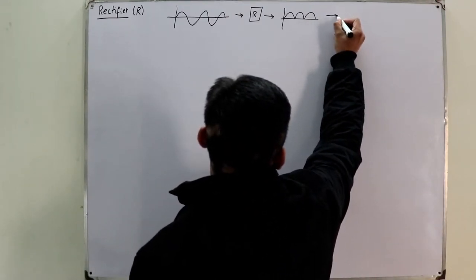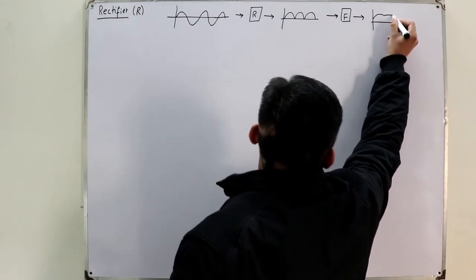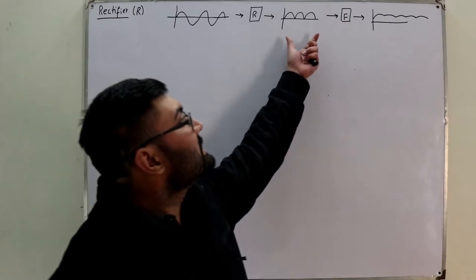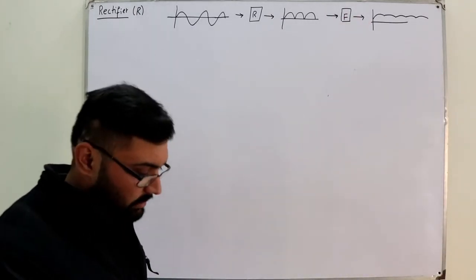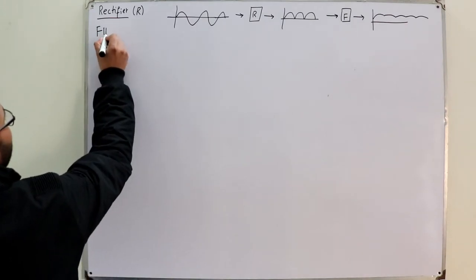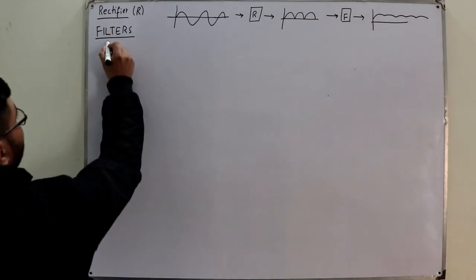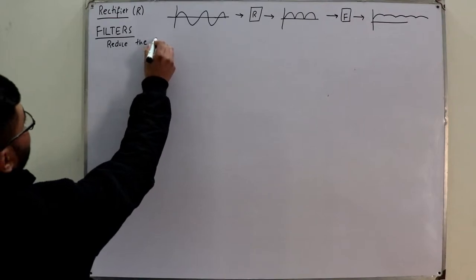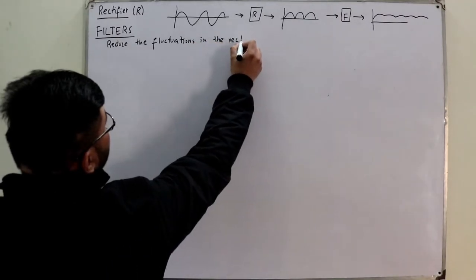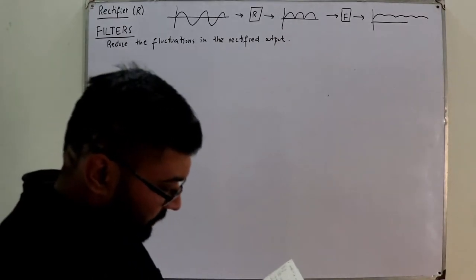Today, we convert it with the help of a filter, represented by, let's say, an F. We convert it to something like this. Although it's not a straight line, in comparison to this, it's far better, right? So this is not perfect DC. So what do we use? The filters. Today's topic is filters. What will the filter do? It will reduce the fluctuations in the rectified output. This is the rectified output.